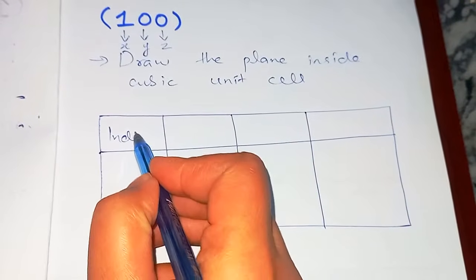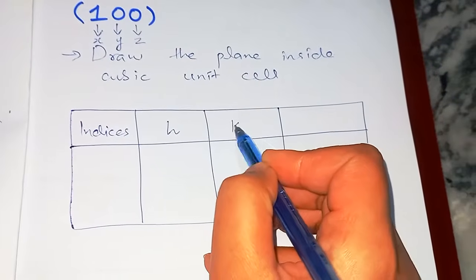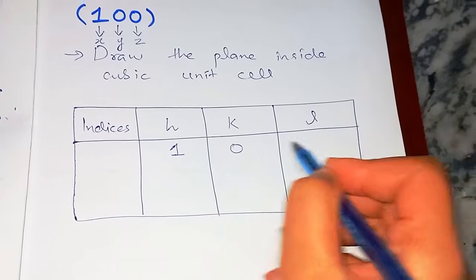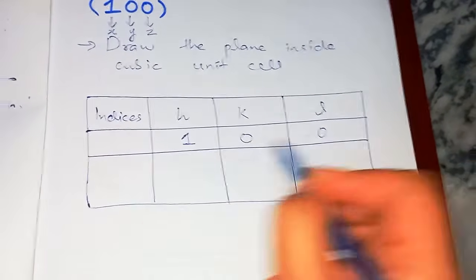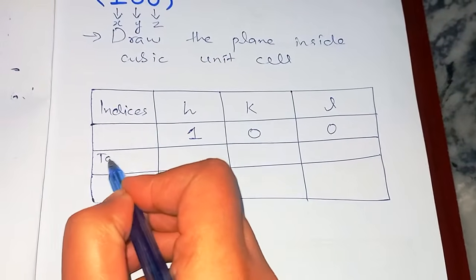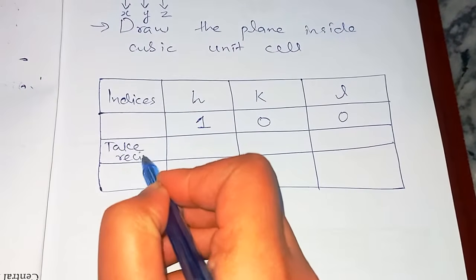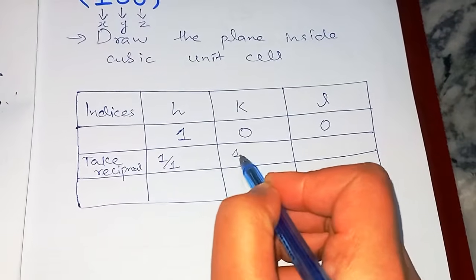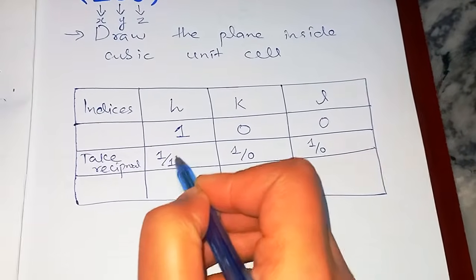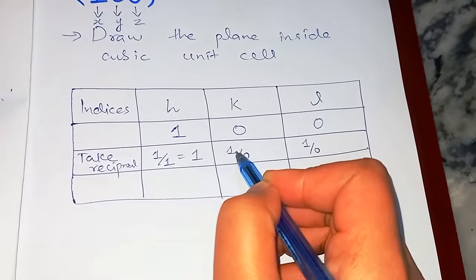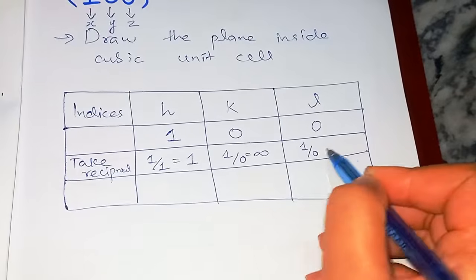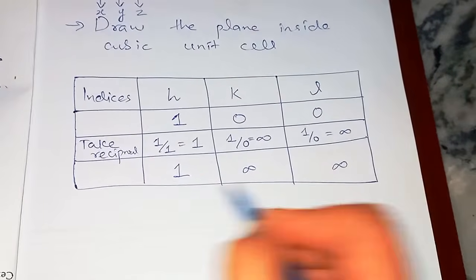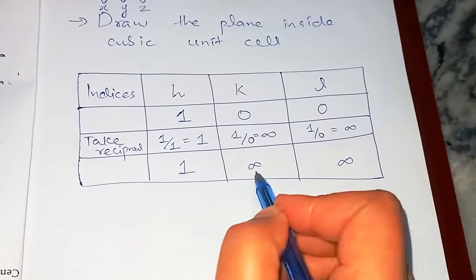So here we'll write down the indices. First is H, second is K, and the third is L. So 1, 0, 0. Next step is to take the reciprocal. Taking reciprocal means dividing 1 by each index. 1 divided by 1 is 1. 1 divided by 0 is infinity. And 1 divided by 0 is infinity here as well. So the final intercepts that we have got for the plane are 1, infinity, and infinity.